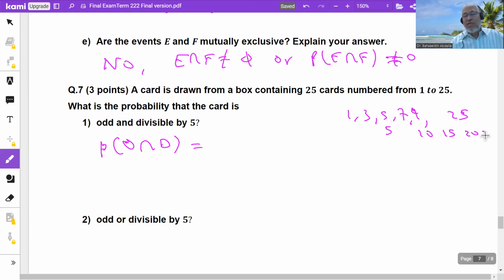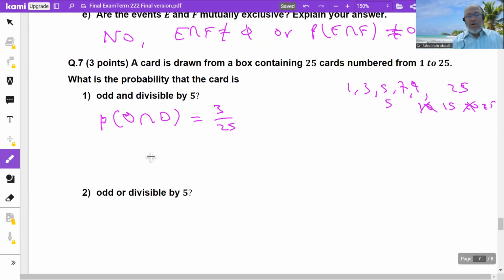5, 10, 15, 20, and 25. But which of them is odd? 10 and 20 are not odd, so I have 5, 15, and 25. So odd and divisible by 5, I have only 5, 15, and 25. 3 outcomes, and the total number of outcomes is 25. So that's the probability.